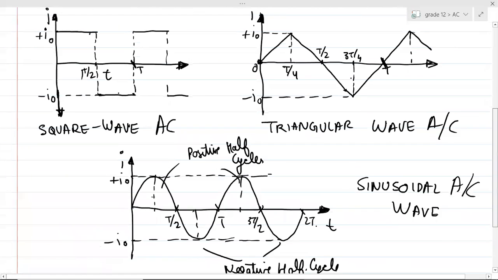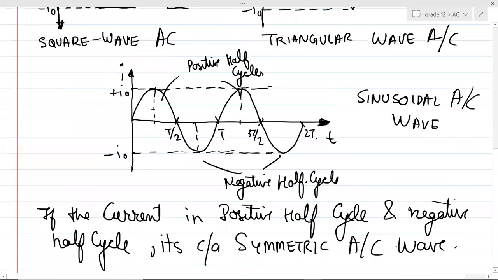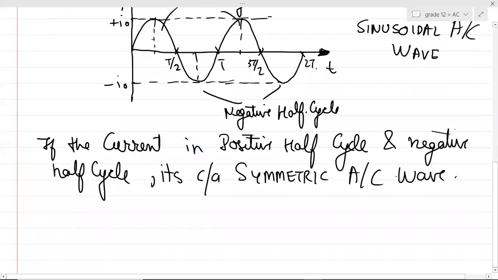So can you see in all the diagrams which I have drawn, the positive current and the negative current almost look the same, right? So basically all the diagrams which I have drawn are for symmetric AC wave. Otherwise they are called asymmetric. Although asymmetric is not there in our syllabus, but still it exists.